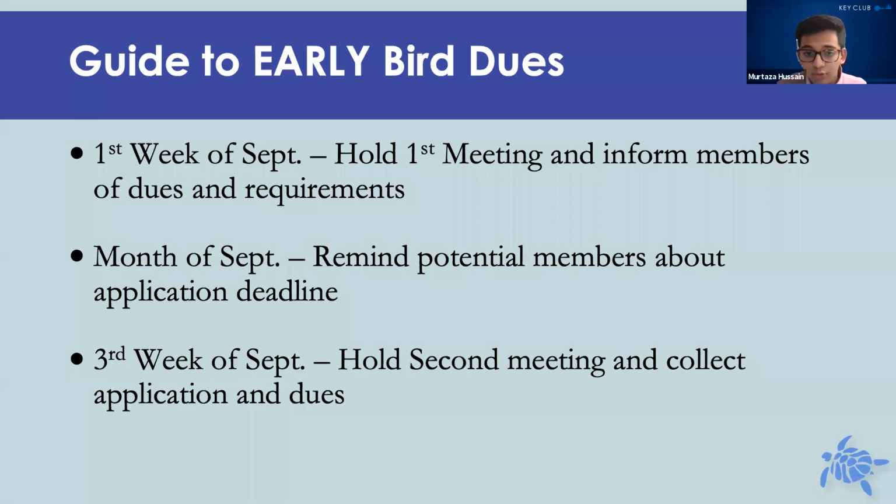And then going from there, throughout the whole month of September, particularly the first and the second week, you want to remind your potential members about the application deadline. So that really is around this time. Right now, we're in the second to third week of September. So hopefully, if you do have a second meeting coming up, you do want to collect applications and dues around this time.